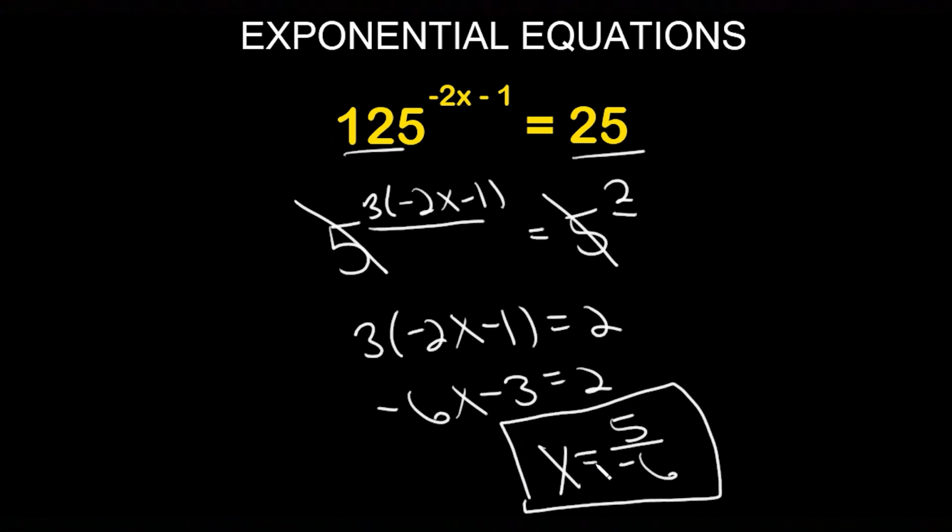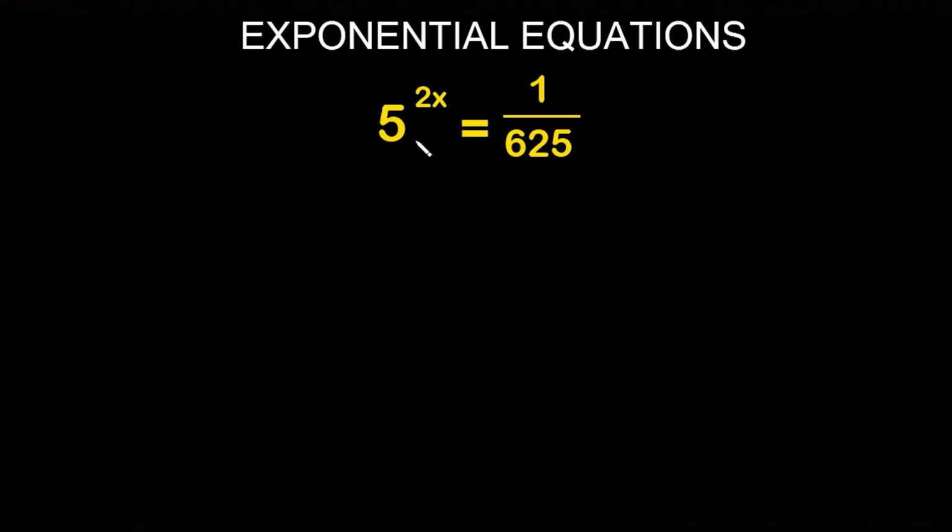All right, let's go ahead and try another example. So here's our next example. You can see we're dealing with another exponential equation. And again, let's try to match up the bases. Now, this one's not as obvious because you have 1 over 625. But remember, 5 to the 4th power is 625. So let me go ahead and rewrite this as 5 to the 2x, okay, equal to 1 over 5 to the 4th power. Okay, that's 625.